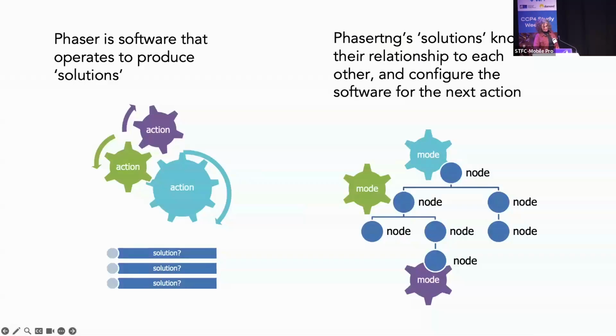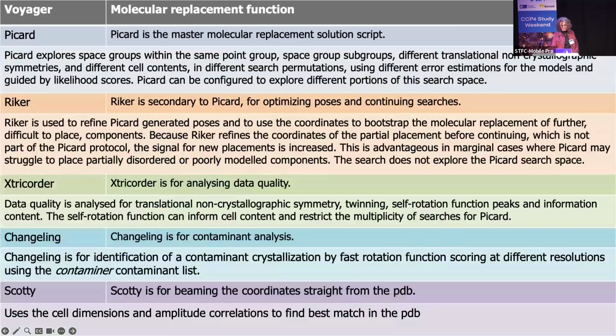Apologies. Right. So yes, the re-engineering of Phaser has given us this new code base, which we can do lots of things with, not just make Picard. It's also involved in other pipelines that we've written, including, I'll just list them here, Riker, which is involved in more manual optimization in difficult cases. We also have X-Tricorder, which is like X-Triage in Phenix for analyzing the data quality, but specifically as it's involved in molecular replacement. There's Changeling, which is highly optimized for looking at contaminants, but also can look for screening of AlphaFold components, for example, to see which one is going to be more likely to give you a solution.